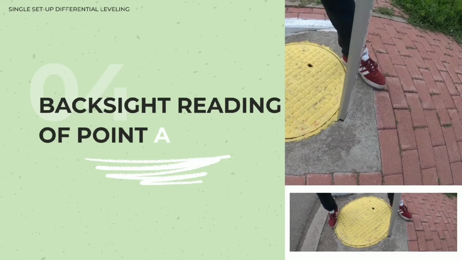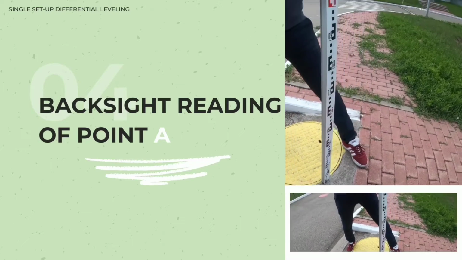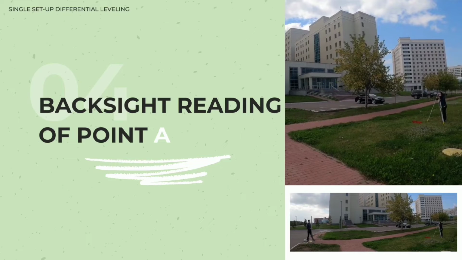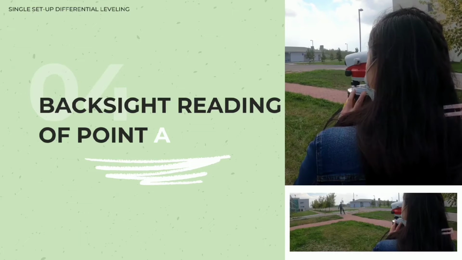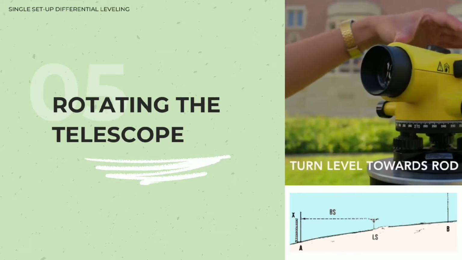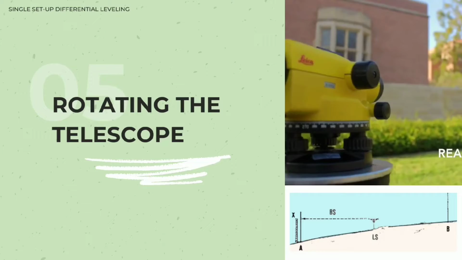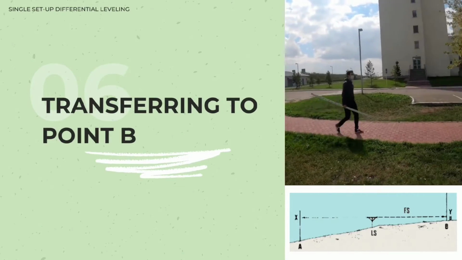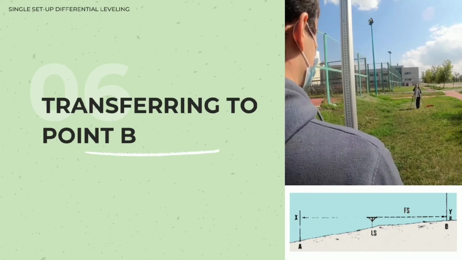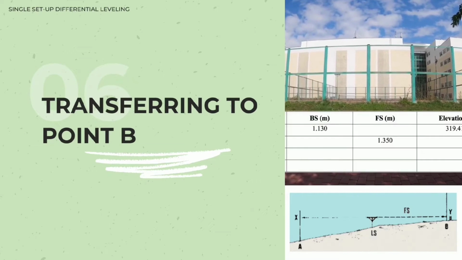Fourth, take the backside reading of point A where the leveling rod is being held vertical with the aid of a plumb bob. The reading must be done up to the accuracy of a millimeter or thousandth of meter. Fifth, rotate the telescope after point B is in sight. Sixth, the rodman transfers the leveling rod to station B and must hold it with a plumb bob alongside to maintain verticality of the rod.